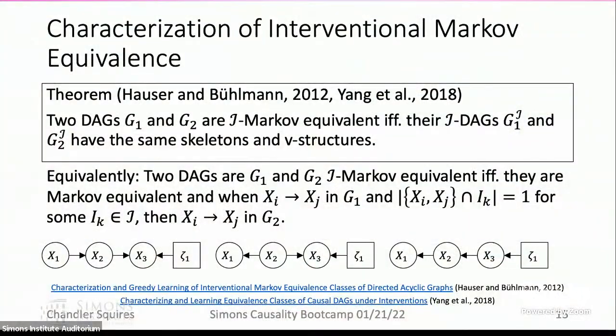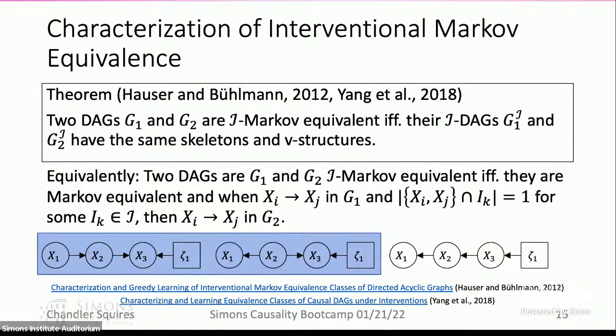In this case, the two graphs on the left have the same V structures and the same adjacencies, whereas the graph on the right doesn't have any V structures. So we'll be able to tell these two graphs apart, but not that graph.